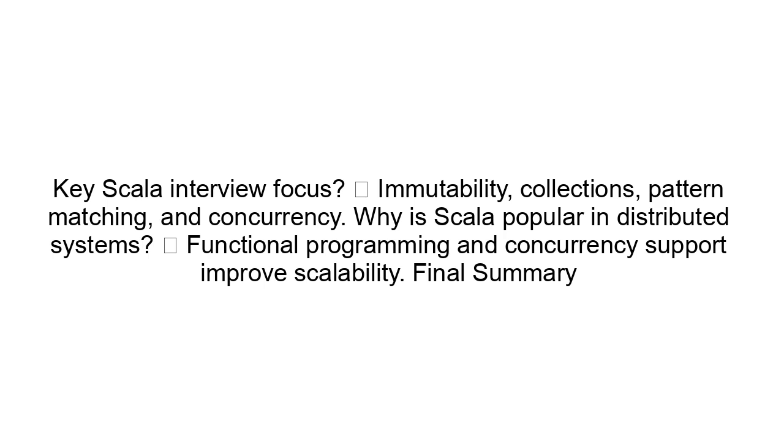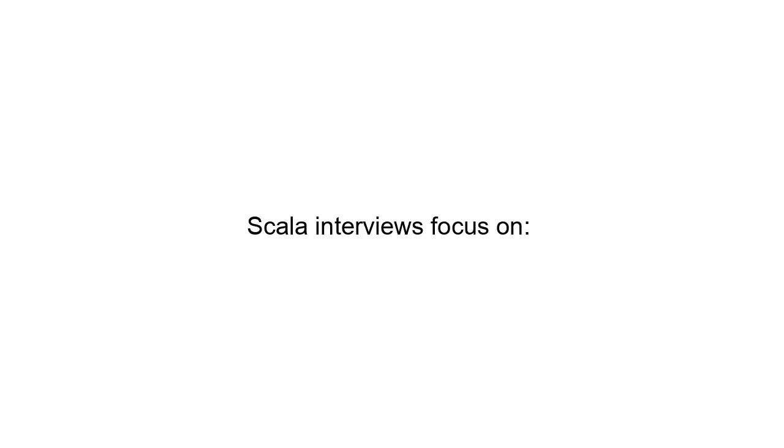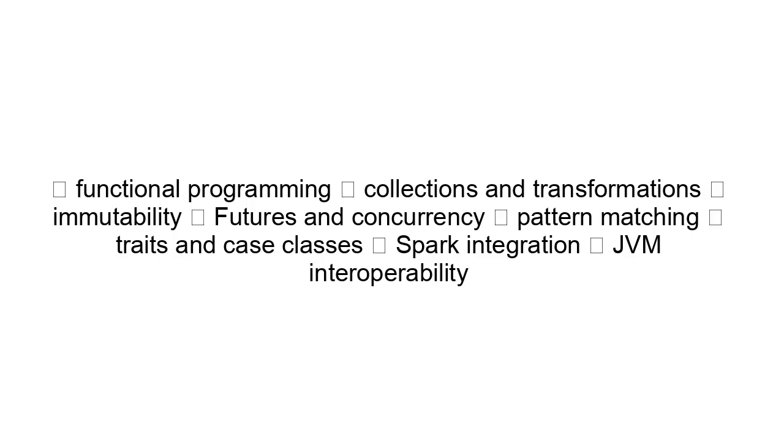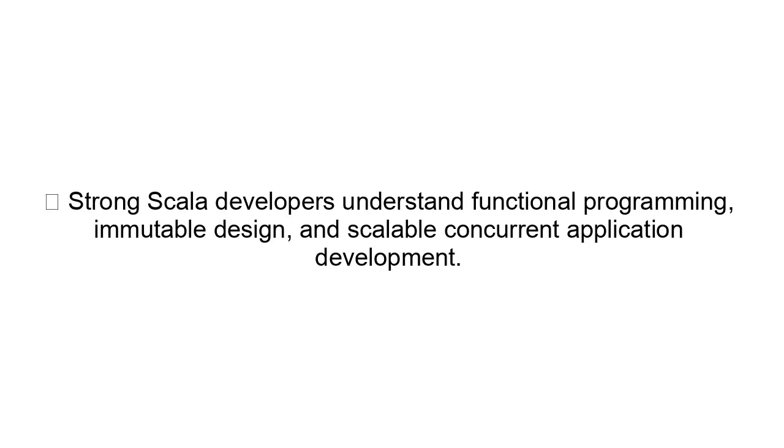Why is Scala popular in distributed systems? Functional programming and concurrency support improve scalability. Scala interviews focus on: functional programming, collections and transformations, immutability, futures and concurrency, pattern matching, traits and case classes, Spark integration, JVM interoperability. Key idea: strong Scala developers understand functional programming, immutable design, and scalable concurrent application development.